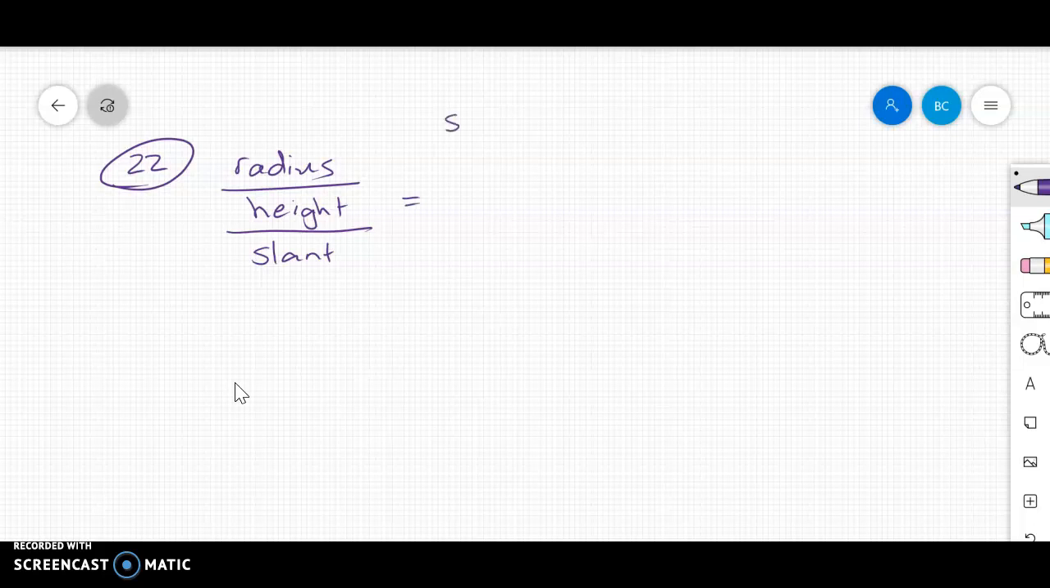So we've got the small cone and we've got the large cone. So the radius of the small one was 9, the height was 12, and the slant was 15. And on the large one, the radius was 15, the height was 20, and the slant height was 25. So we just want to make sure that all of that is in proportion.